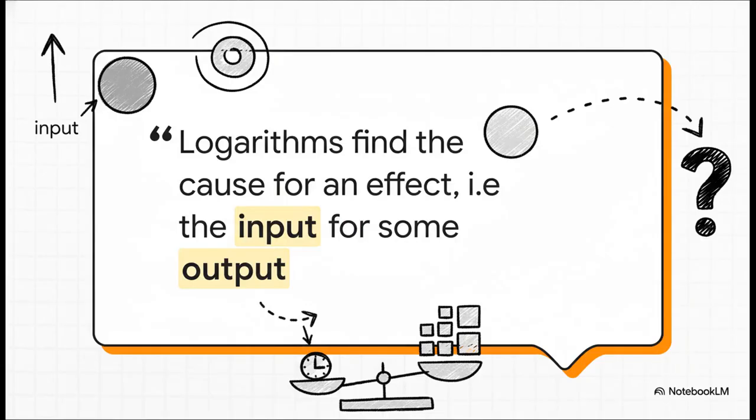Okay, to kick things off, check out this quote. I love it because it gets right to the point. It says, "Logarithms find the cause for an effect." So, you know how an exponent might ask, what happens if we grow for this long? Well, a logarithm flips that completely. It asks, how long did we have to grow to get this big? It's all about working backwards, finding the input for the output.